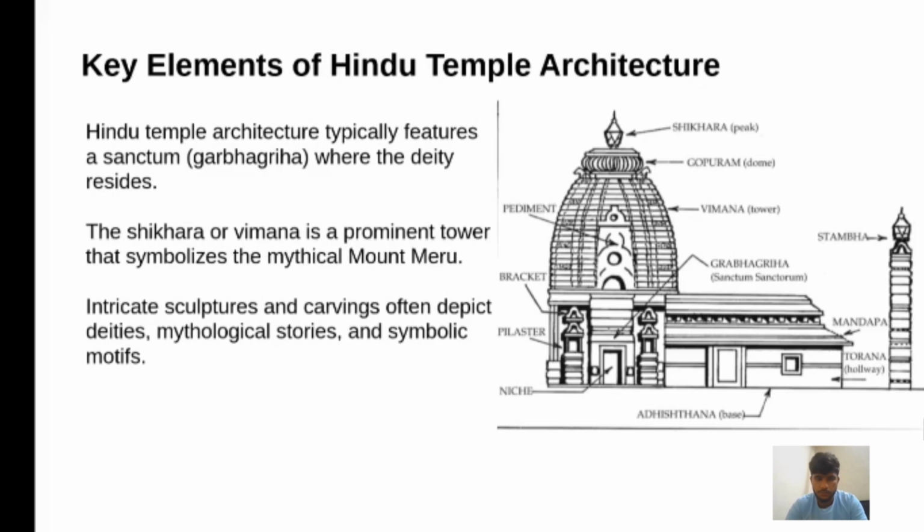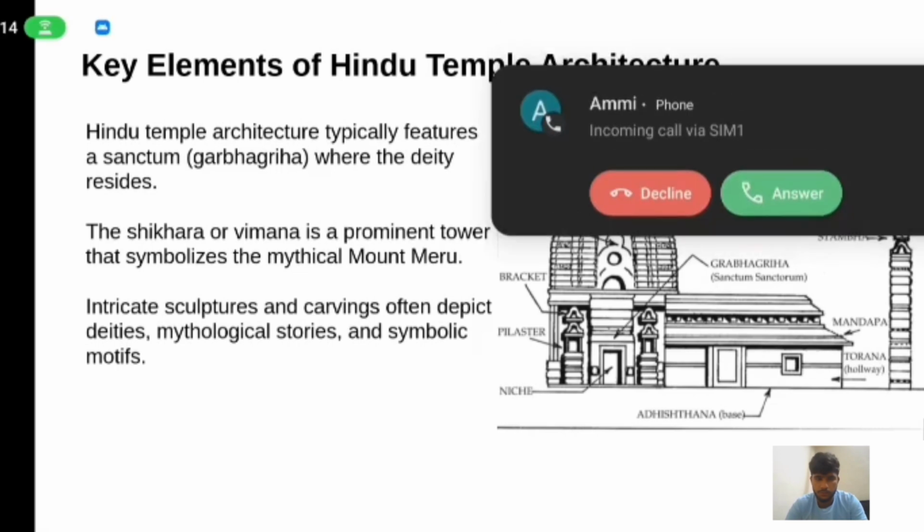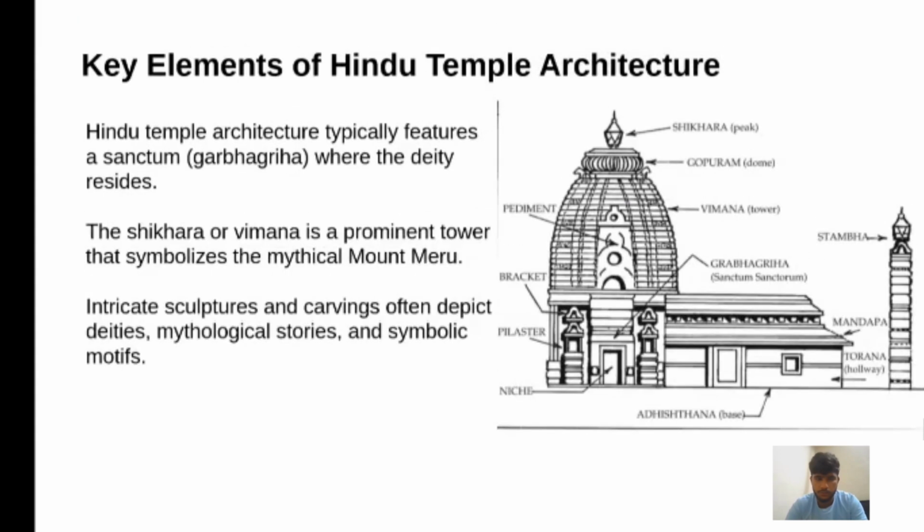Next are the key elements of Hindu temple architecture. Hindu temple architecture typically features a sanctum where the deity resides. Next, the Shikhara or Vimana is the pointed tower that symbolizes the mythical Mount Meru. And next are intricate sculptures and carvings that often depict deities, mythological stories, and symbolic tales.